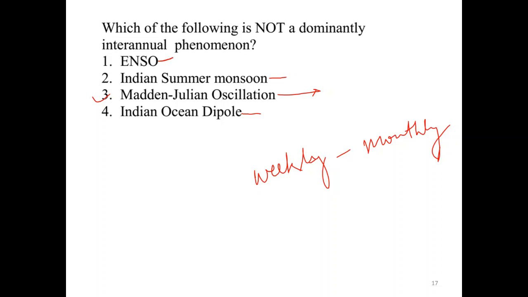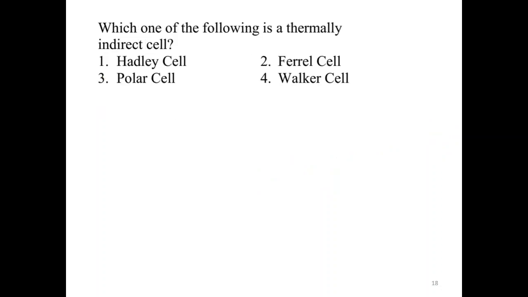Alright. Which one of the following is a thermally indirect cell? It's a very important question. Hadley cell, Ferrel cell, Polar cell, Walker cell. First of all, we should reject Walker cell, because we all know the Walker cell is typical of the Pacific Ocean and it definitely is a thermal cell.